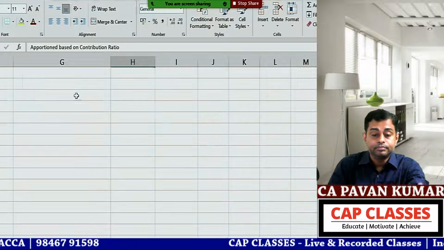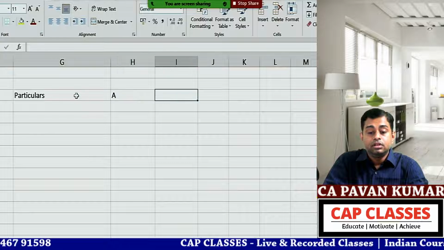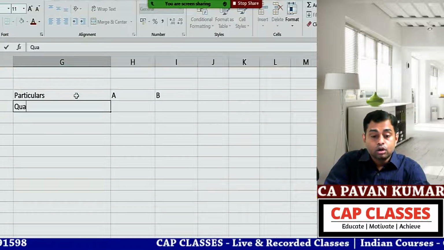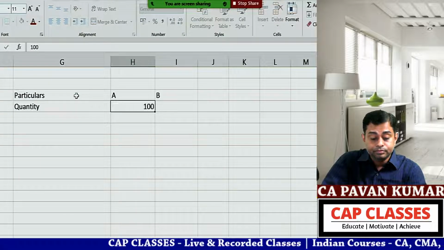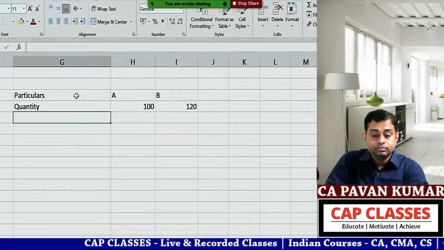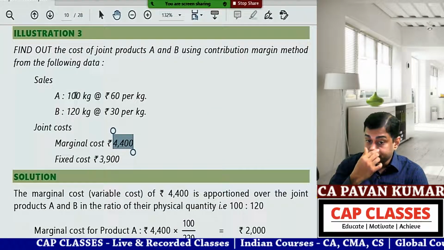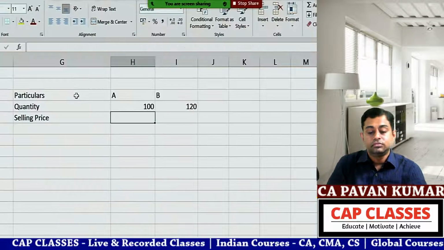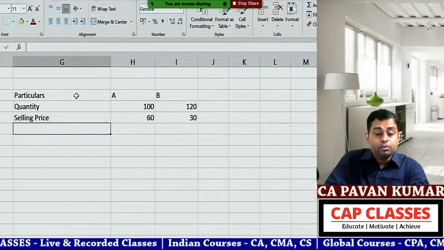Okay, look here. Particulars A, B. Quantity: A is how much quantity? 100, 120. Selling price. Ramya, tell me selling price. 60, 30, sir. So tell me, what is sales revenue?